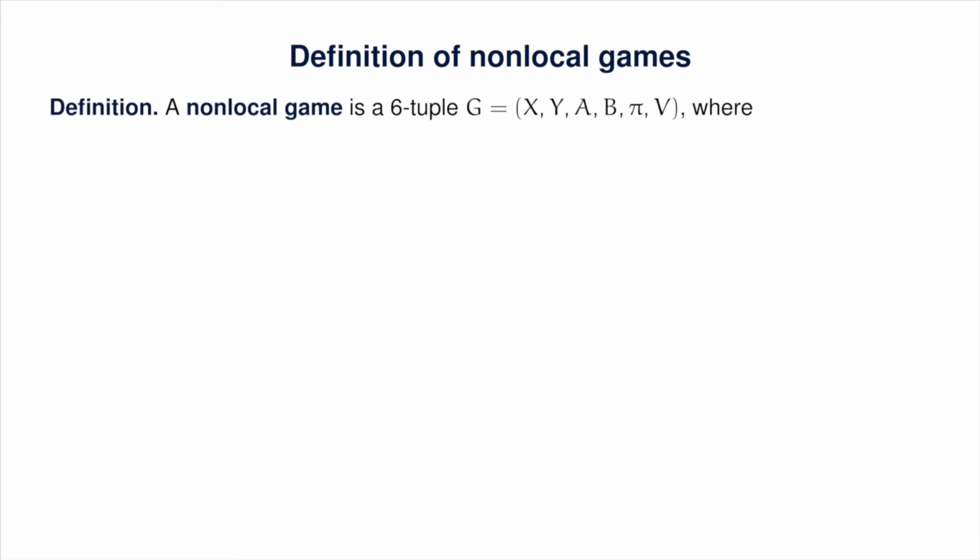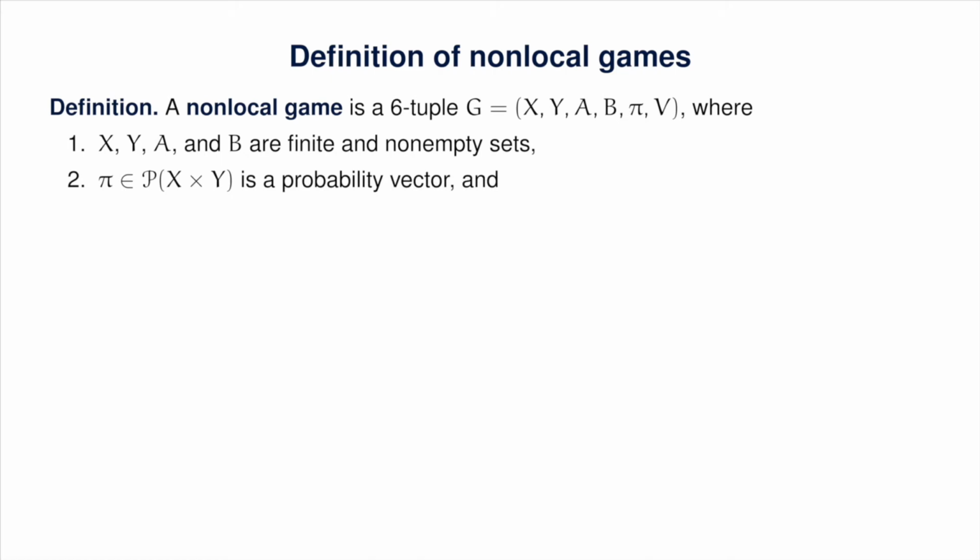Now let's be more precise about how non-local games are defined. When we wish to formally define a particular non-local game, there are 6 things that need to be specified. First, we need to say exactly what are the sets of possible questions and answers. These must all be finite and non-empty sets. X is the set of possible questions for Alice, Y is the set of possible questions for Bob, A is the set of possible answers for Alice, and B is the set of possible answers for Bob.